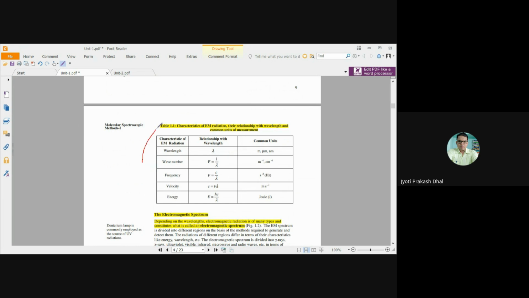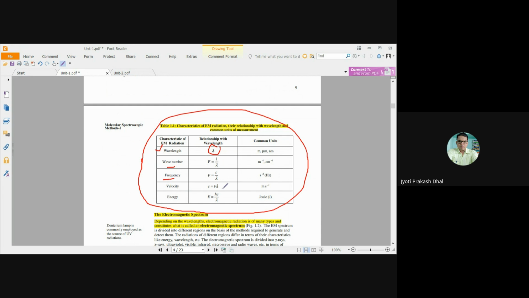So now in this table it is given the complete characteristics of a particular electromagnetic radiation. So the first one is wavelength, the relationship with wavelength, that is lambda. The unit of the wavelength is meter, micrometer, nanometer, angstrom, etc. Now coming to wave number, that is nu bar equals to 1 by lambda. So that's why the unit of the nu bar is meter inverse, centimeter inverse, nanometer inverse, etc.